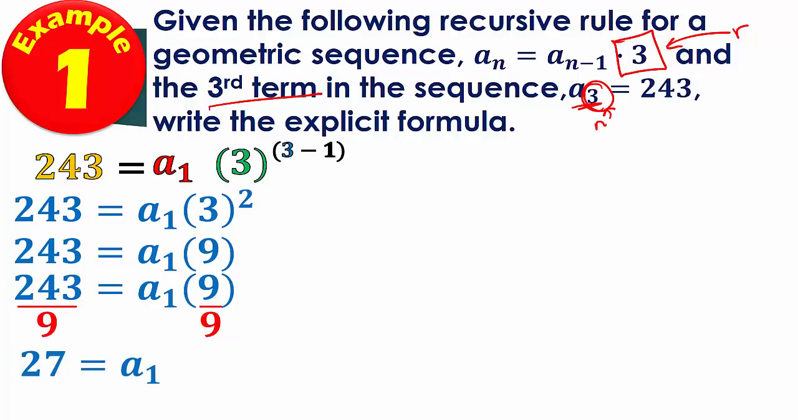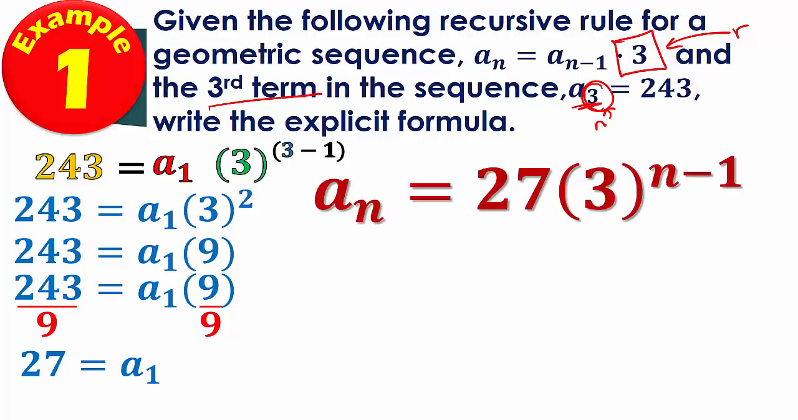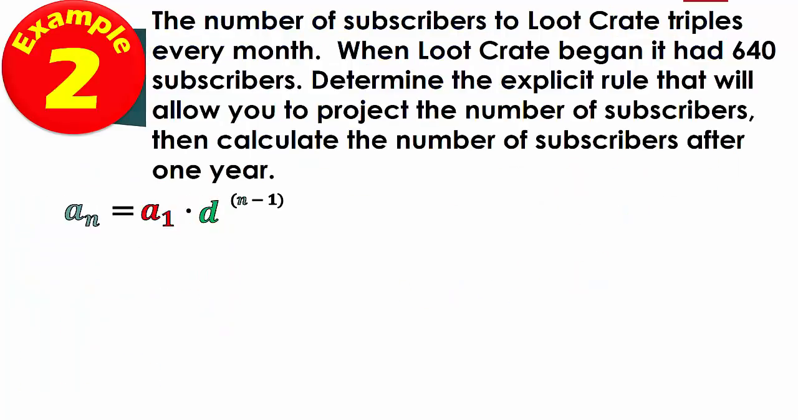So now we know our a sub 1, so we can go ahead and say, because remember our formula is a sub n equals a sub 1 times r to the n minus 1. We already knew our common ratio was 3. The only thing we needed to find was a sub 1, which we did right here. So that's why we do that. This is our answer right up here.